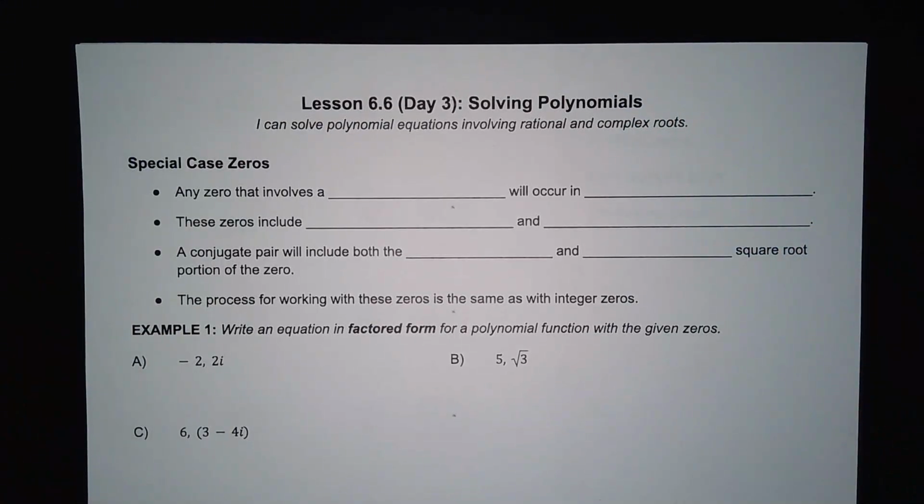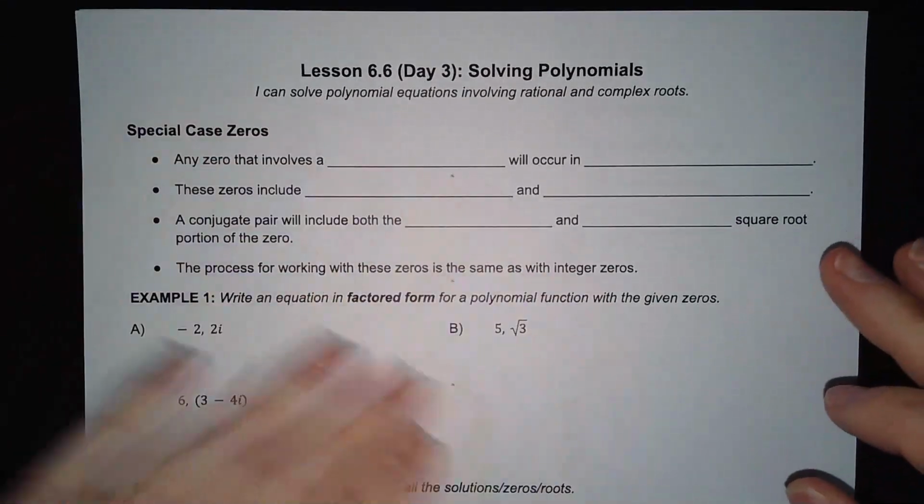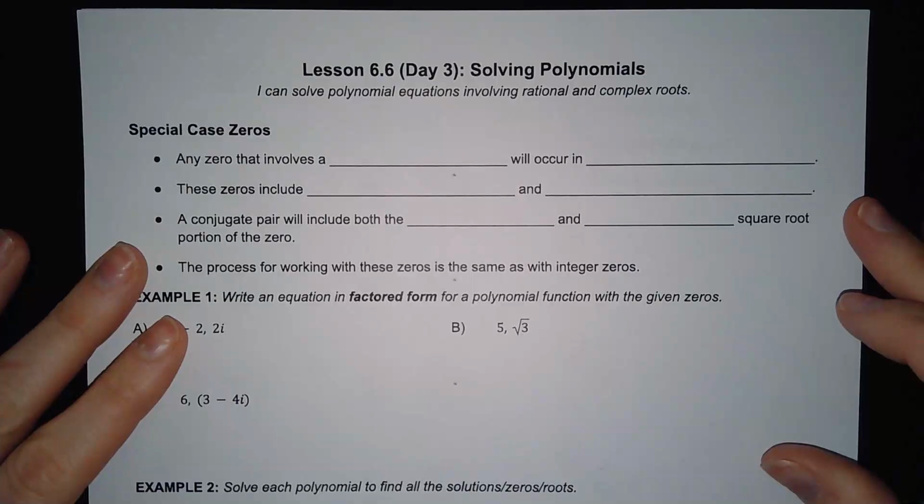Up until this point, all of the polynomials that we've been solving have had real roots. They might have been decimals or fractions, but they were all real numbers. So today we're going to talk about what happens if we get a root that's an imaginary number. So we're going to kind of talk about that a little bit here at the beginning.